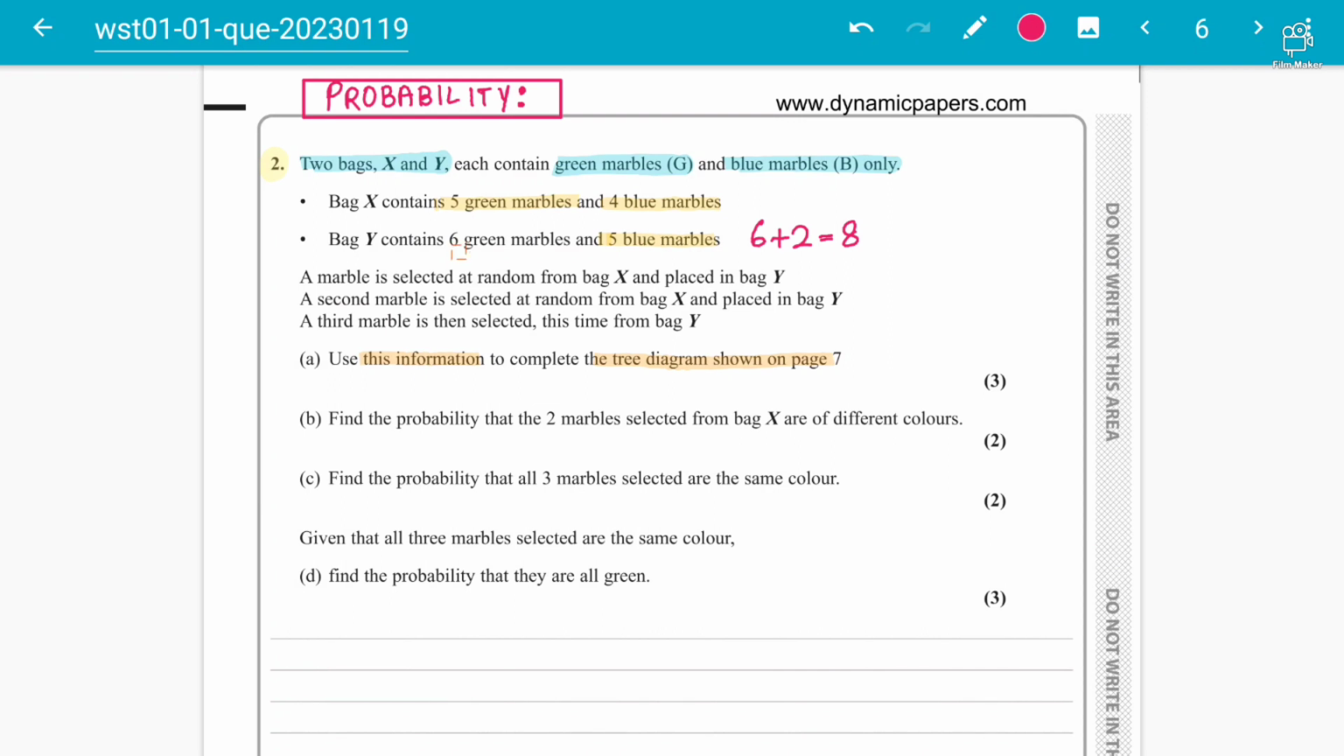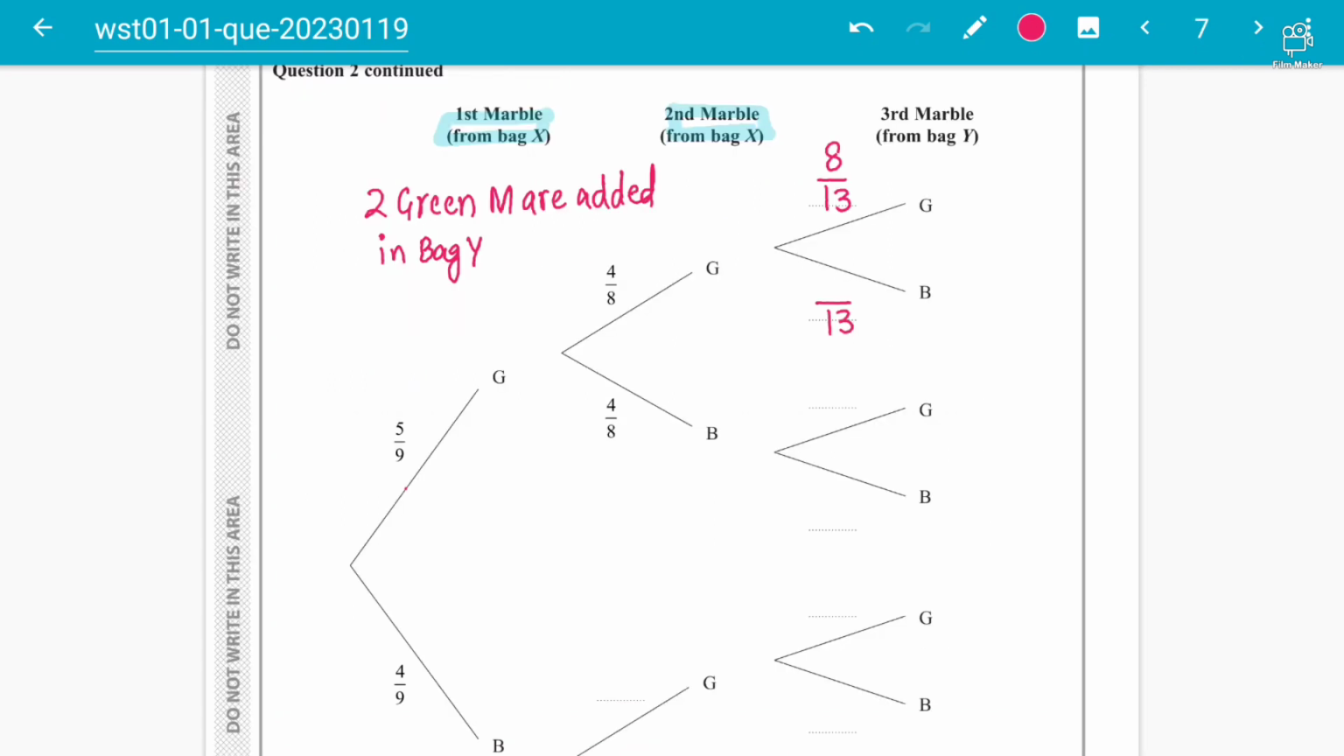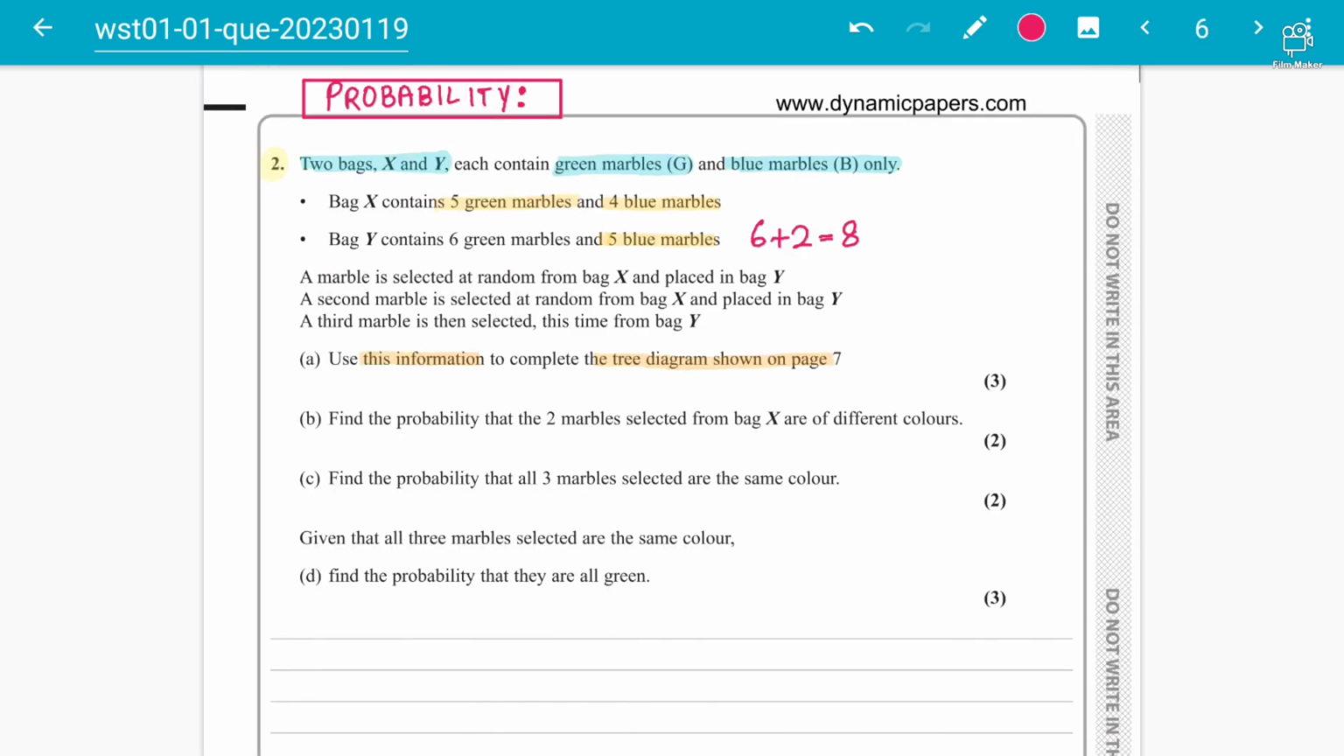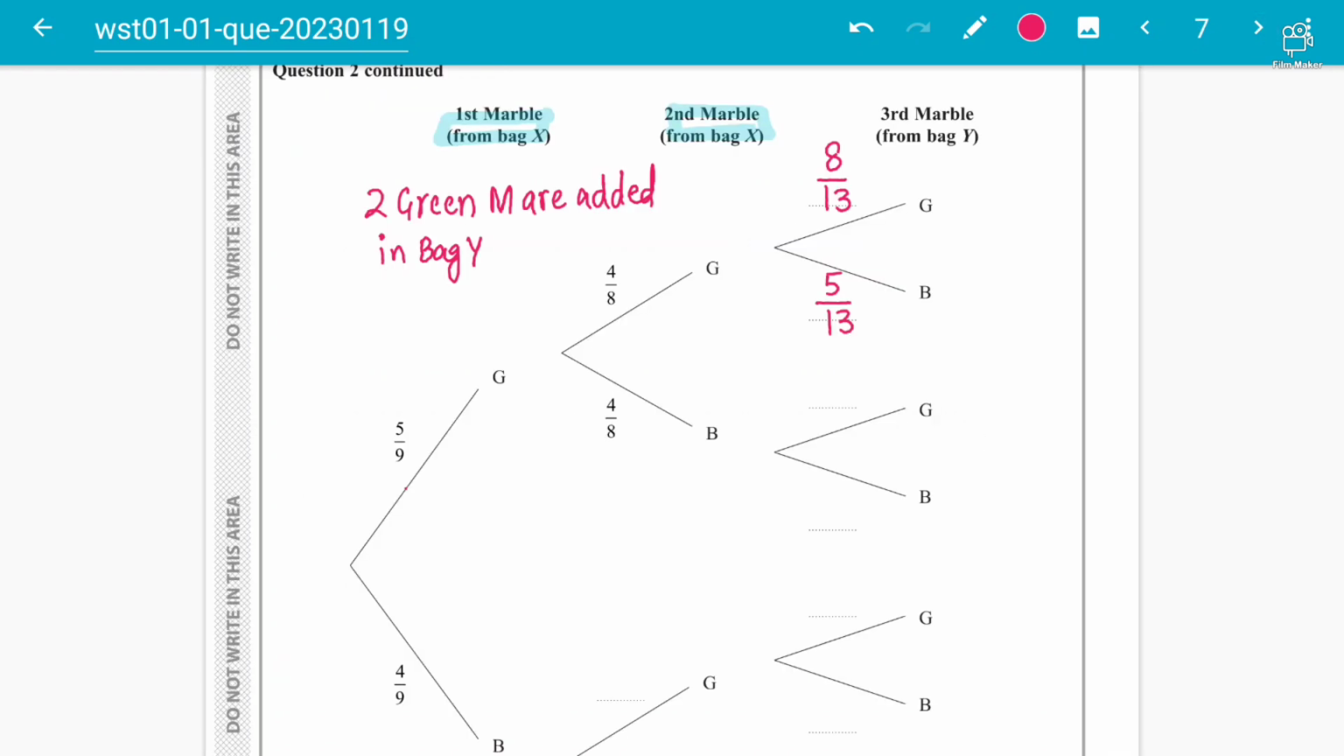You are adding 2 more green marbles, sir, so it will be 8 upon 13, and if you subtract it from 1, that will be 5 upon 13. And you can directly get it as well that, sir, there were 5 blue marbles at the start of the game. You can say this is a game being played. So bag Y already has 5 marbles at start, so it's still no blue marbles taken, so still 5 over 13, 5 marbles are there to pick out any one. That will be 5 over 13, students.